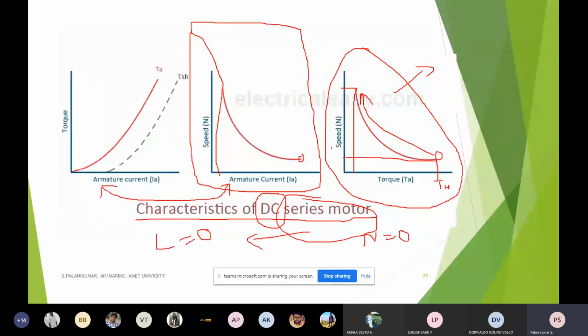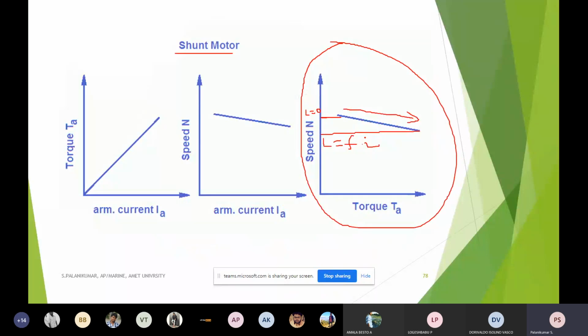So unlike the series motor, where earlier it is having very high speed and a wide speed difference from here to here, here, even after loading from no load to full load, there will be only slight drooping in the characteristics, only a slight difference in speed. So this can be termed a constant speed motor, even though it is not practically constant. We are able to maintain the speed within a considerable range.